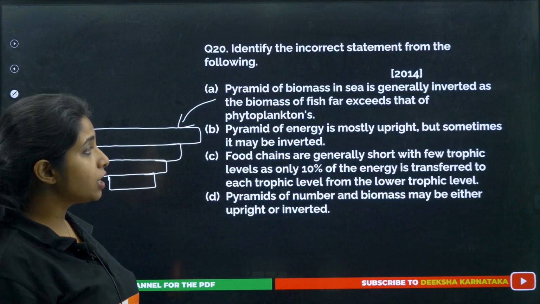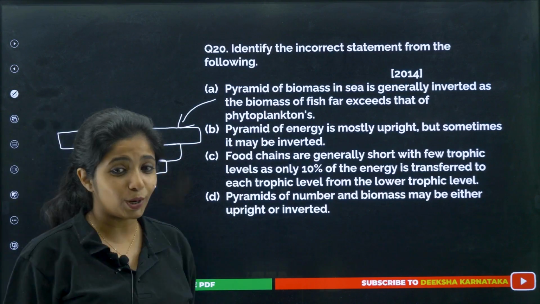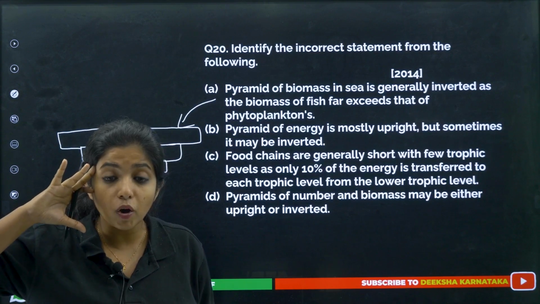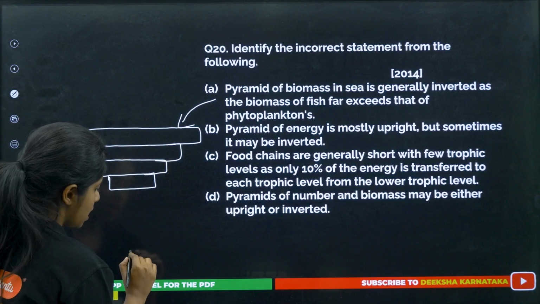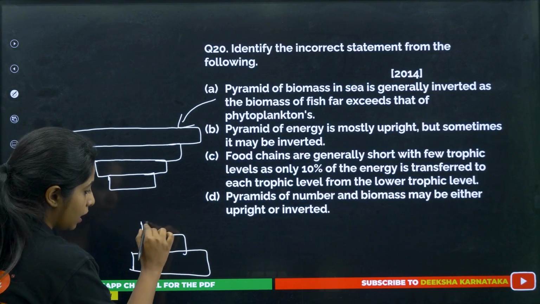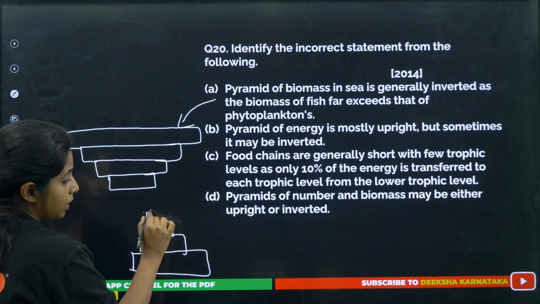Pyramid of energy is mostly upright, but sometimes may be inverted. Do you think pyramid of energy can be inverted? No. Pyramid of energy will always be upright. It will be going like this. Highest amount of energy will be there in the plants, then deers, and then other organisms like lions or something else that feeds on it.